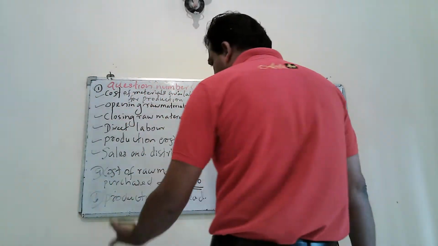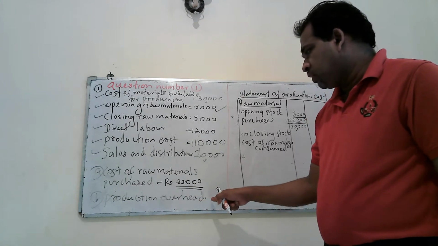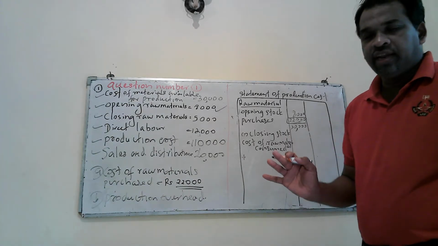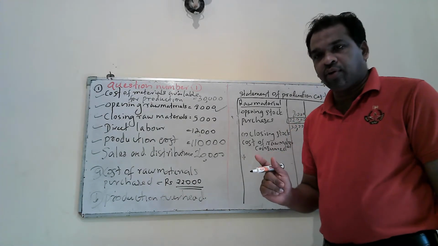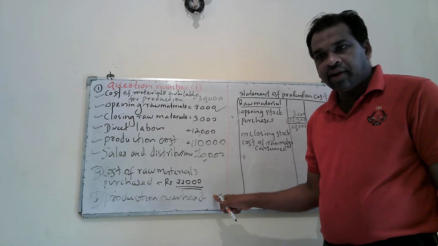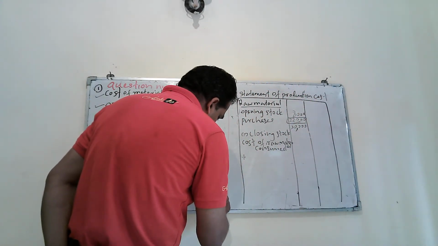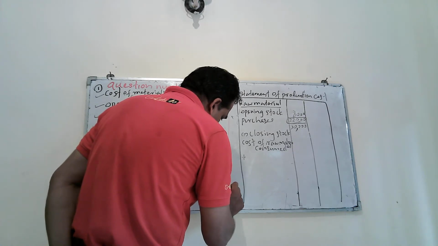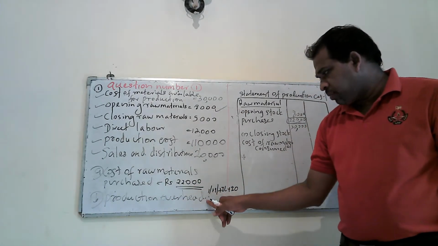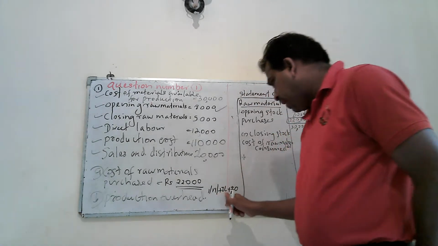Then number 2, you are asked for the production overhead. Production overhead means the total of indirect expenses: indirect material, indirect labor, and indirect other costs. What is the meaning of production overhead? Indirect material plus indirect labor plus indirect other costs.